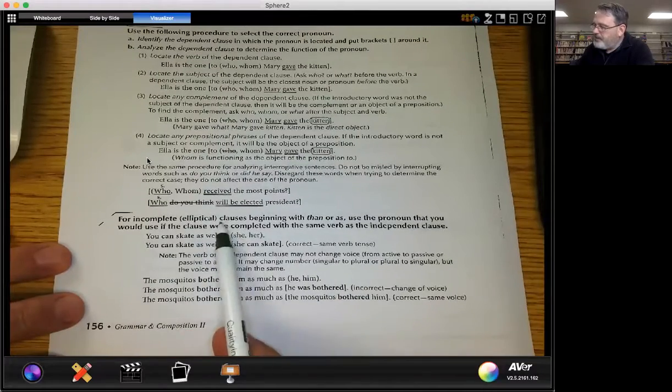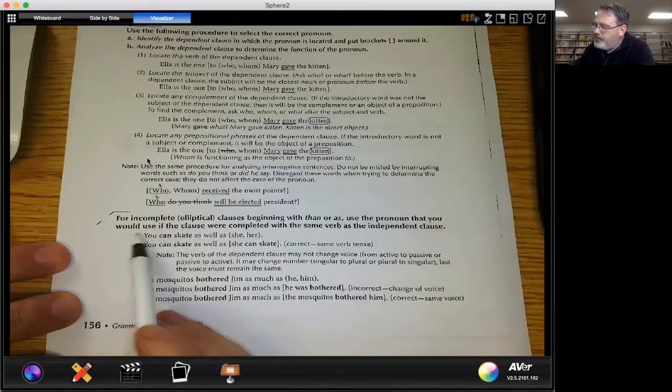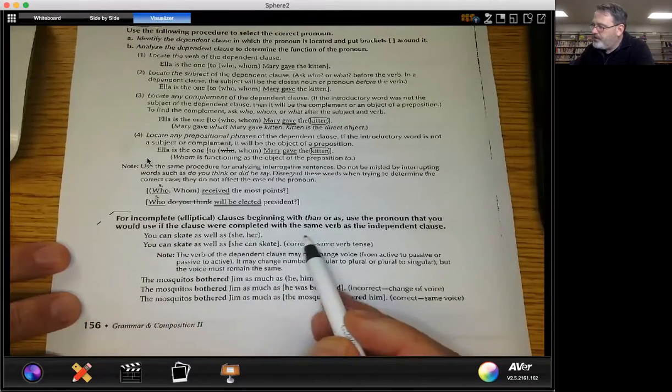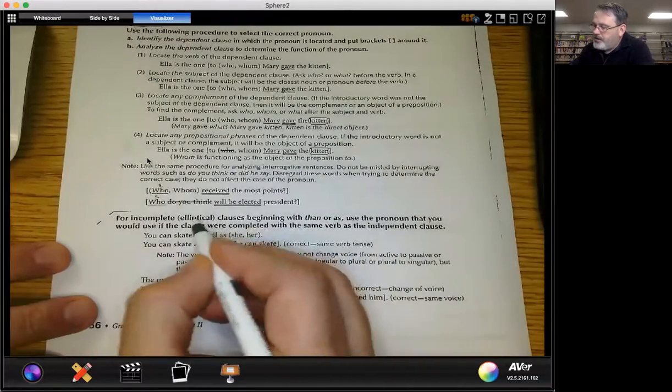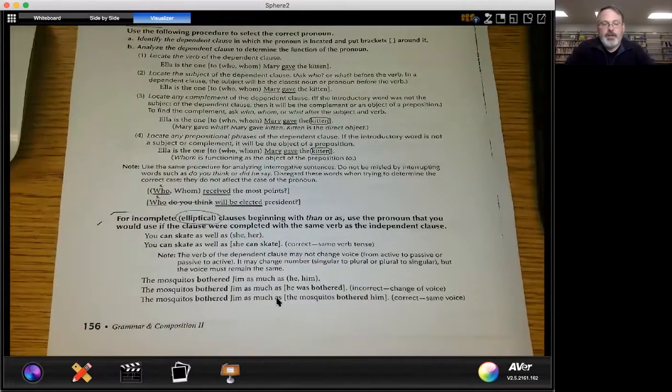For incomplete or elliptical clauses beginning with than or as, use the pronoun that you would use if the clause were completed with the same verb as the independent clause. Okay, so this word elliptical, I don't want to gloss over it. An elliptical clause is a clause that is unfinished, incomplete. Let's see, what would be an example? They've given us an example here. Let's look at it.